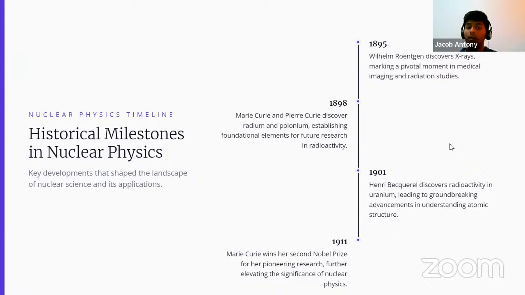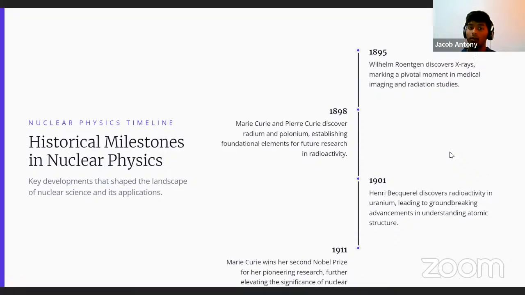In 1911, Marie Curie won her second Nobel Prize for her research, which again gave a clearer idea of nuclear physics. Along with this, we have to note that James Chadwick's discovery of the neutron in 1932 was a breakthrough, and it uncovered a neutral particle within the atomic nucleus. Together, all these achievements, and there are so many, I've listed five of them.